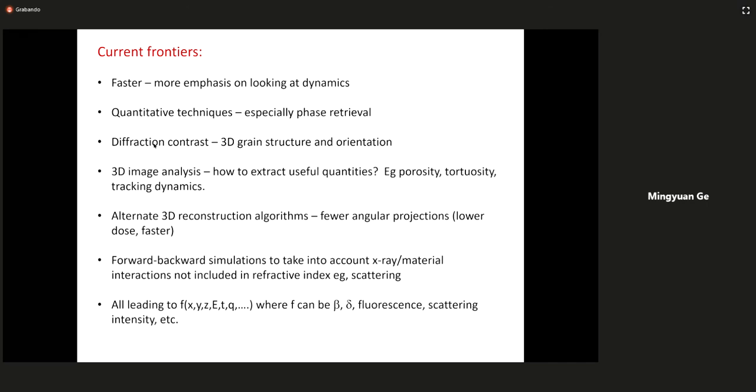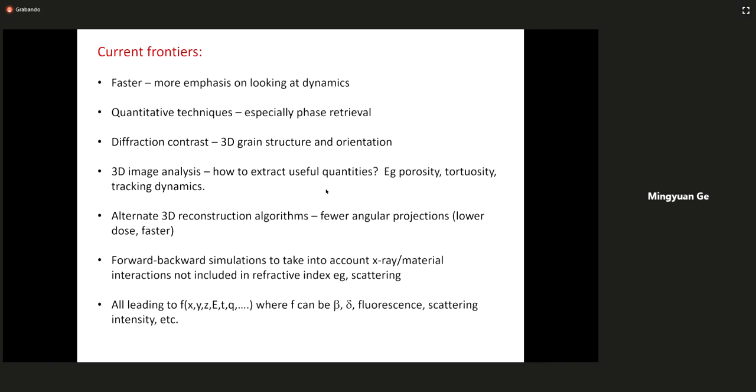Then the following part is not during the experiment, but for data analysis. For 3D data analysis, we need to find a more robust way to extract useful quantities like the porosity and tortuosity. And if we have a dynamic study, like an in situ experiment, how can we track the dynamics in a 3D object? This involves a lot of development of algorithms. Also, as we said, tomography reconstruction is another challenge, because directly applying the Fourier slice theorem doesn't work. So new algorithms have been developed over time.